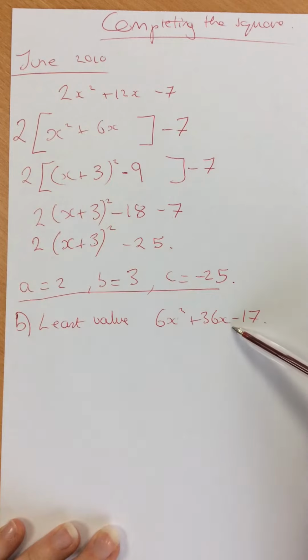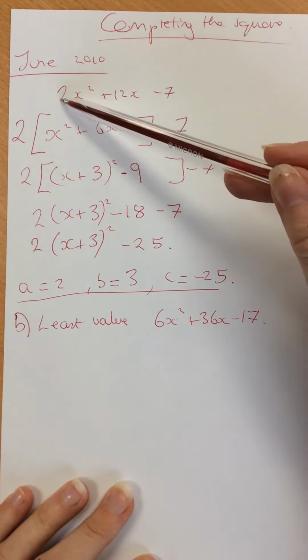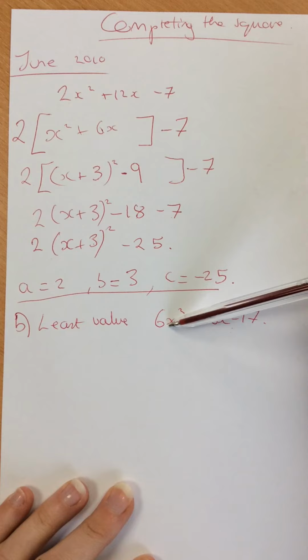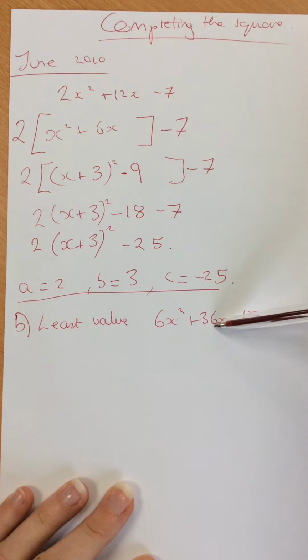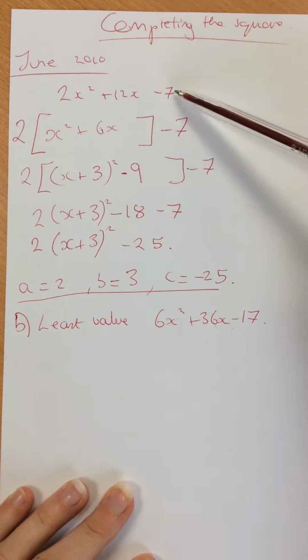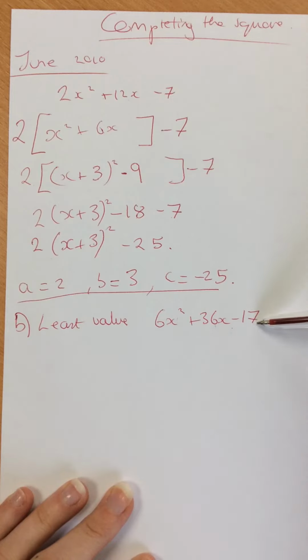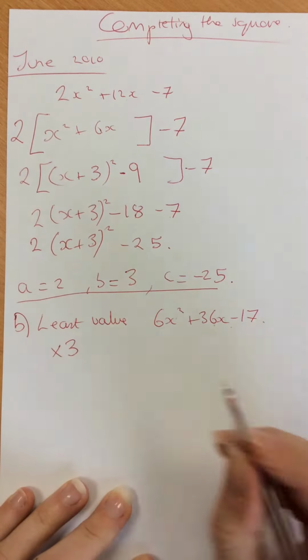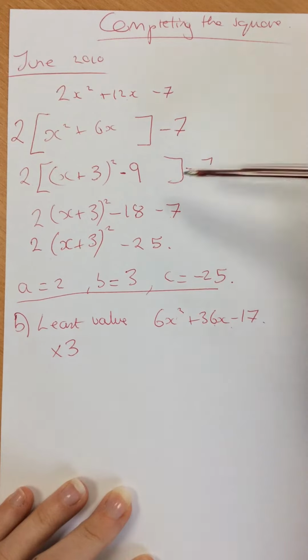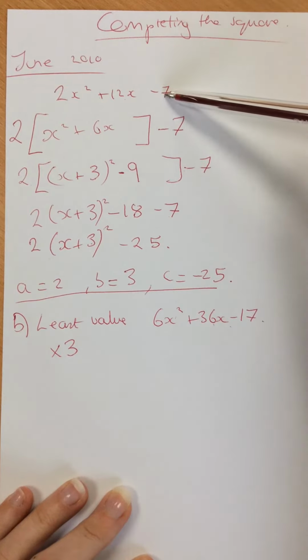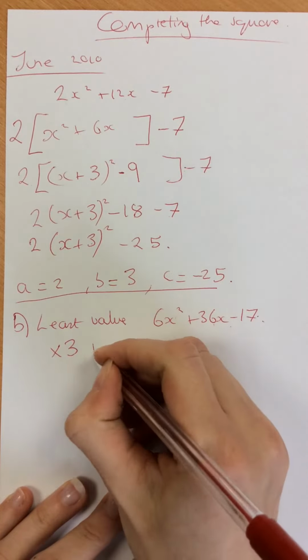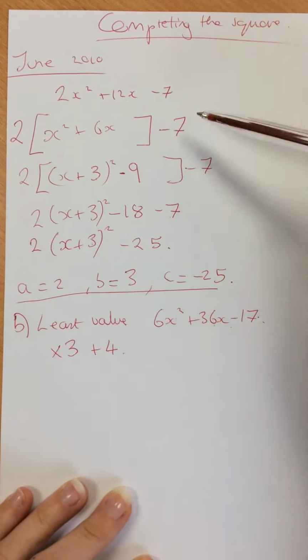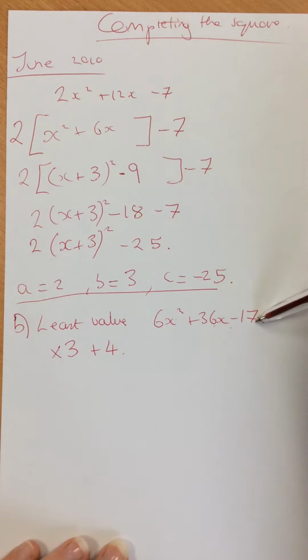If we look at these two, there's a difference between them. We've got 2x squared has become 6x squared, it's got 3 times bigger. 12x has become 36x, so that's got 3 times bigger. If I make this one 3 times bigger, minus 7 times 3 is minus 21, so that hasn't quite got there. So it has got 3 times bigger, but we also need to look at what's happened to this. 3 times minus 7 is minus 21. But to get from minus 21 to minus 17, we need to add on 4. So that's what's happened between those two equations.